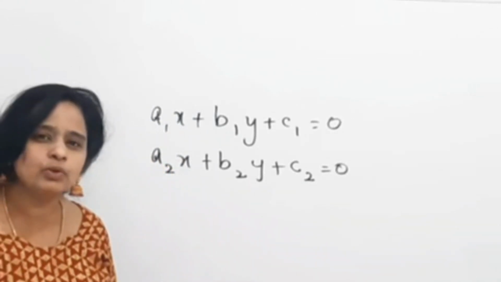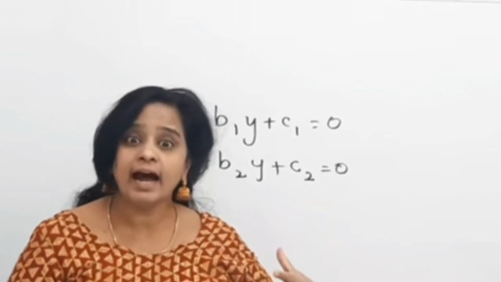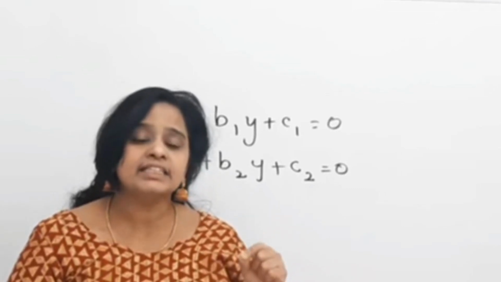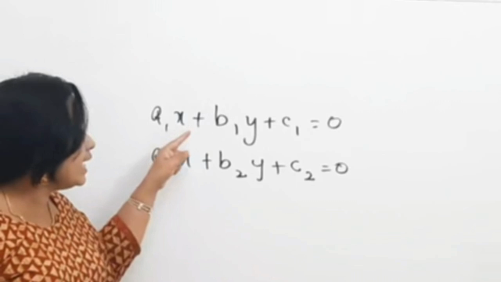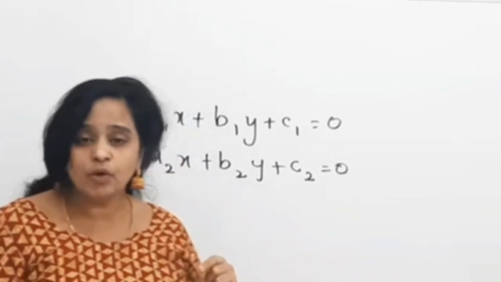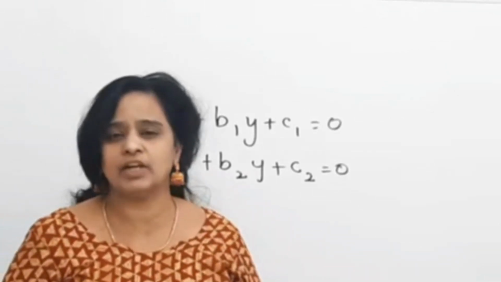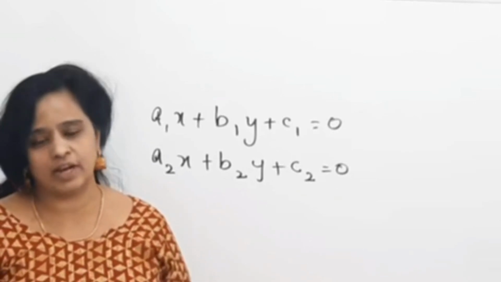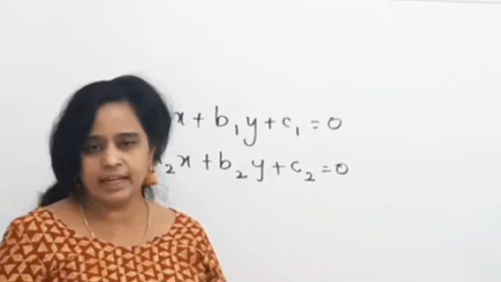What do you mean by this solution? We have studied in coordinate geometry, the point lies on the equation means it satisfies the equation of a line. So that means this x and y lies on the straight line. We know the graphical representation of this pair of linear equations is nothing but straight lines. So this x and y will lie on these straight lines. That's the meaning of the solution of a pair of linear equations.